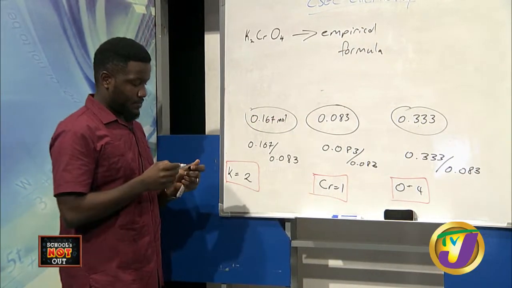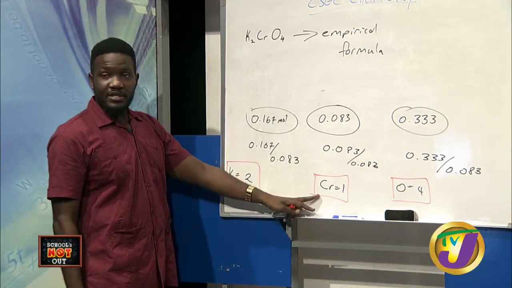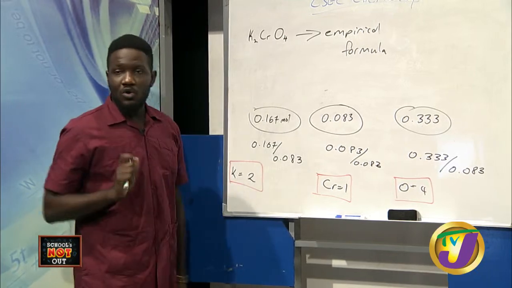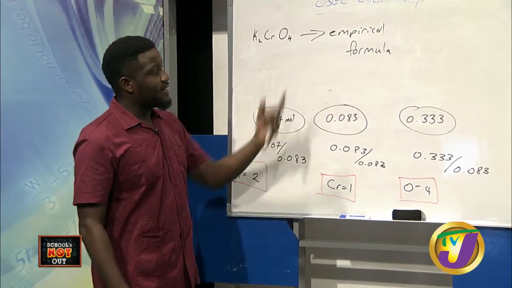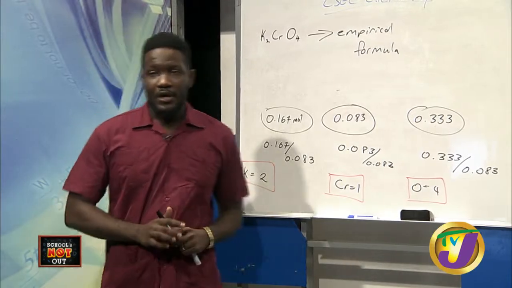All right, so we got 2 K's, so it's K2. We have 1 chromium, so it's Cr, and we have four oxygen, so it's O4. All right, and that is how we find our empirical formula. Very simple. All right.